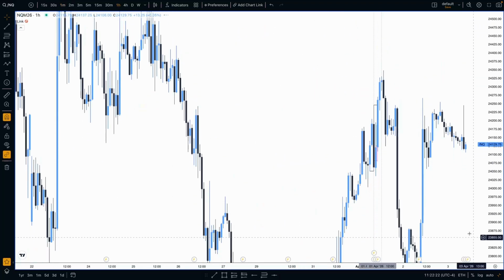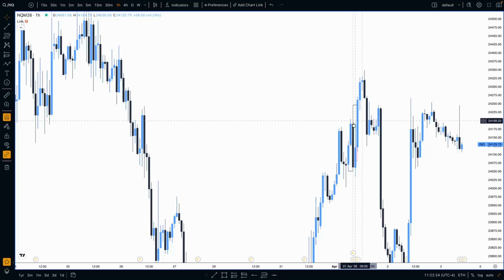But if we go here on the hourly, the setup is around here. But right here we have this high. This is a protected high.